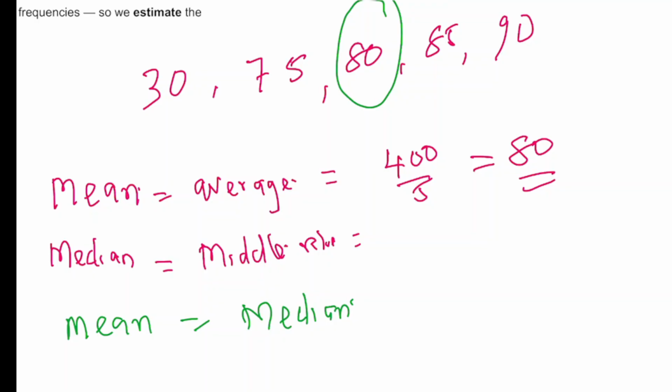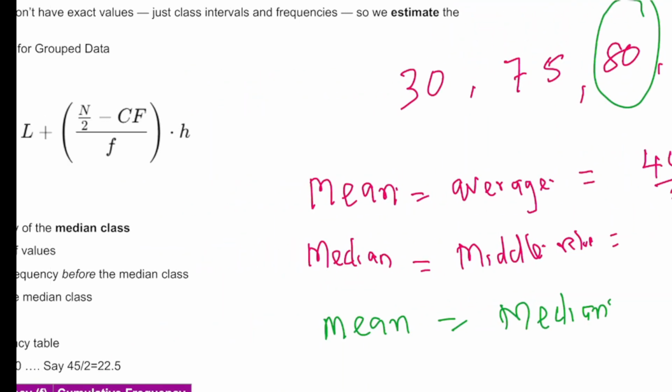So the median is most applicable when the data is more skewed. That's the time it is most appropriate to use. Otherwise, it looks similar to the mean. So let us do the median.